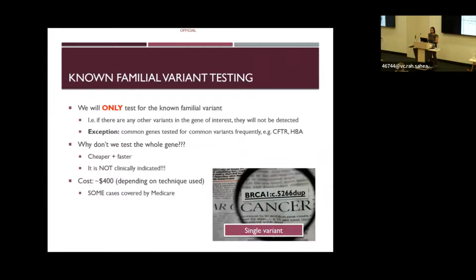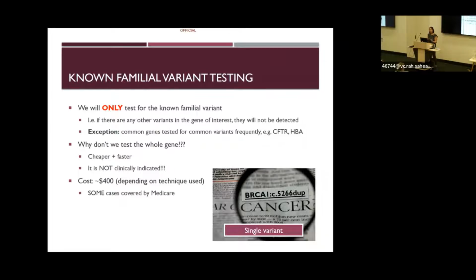Now, with known familial variant testing, so we found that variant in another family member, we will only test for that known familial variant. We're only going to open up the BRCA1 book to page 5 and just check for that word, nothing else. So that means that if there are any other variants in that gene of interest, we're not going to find them.